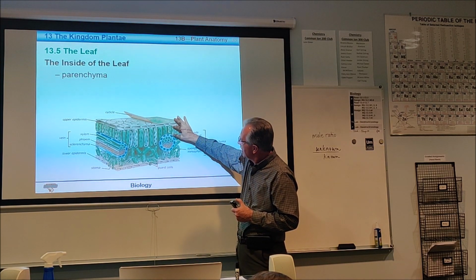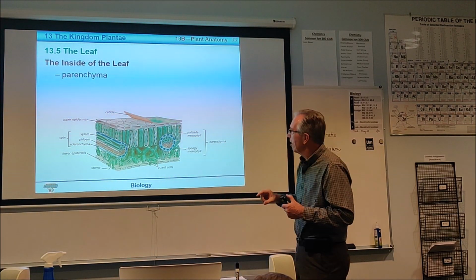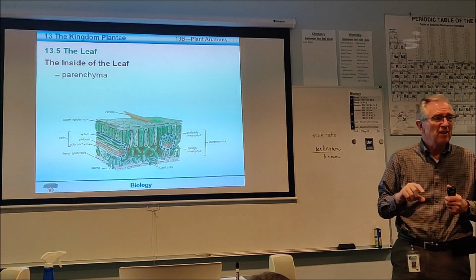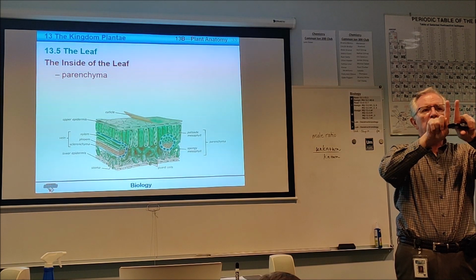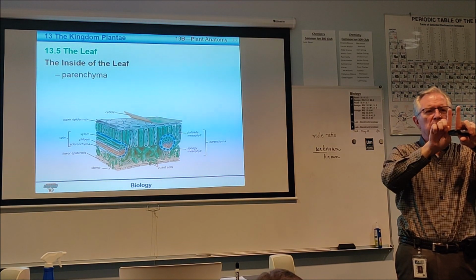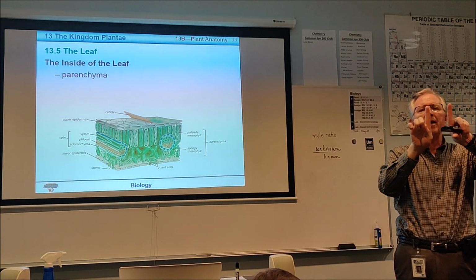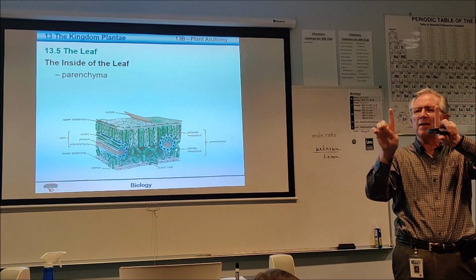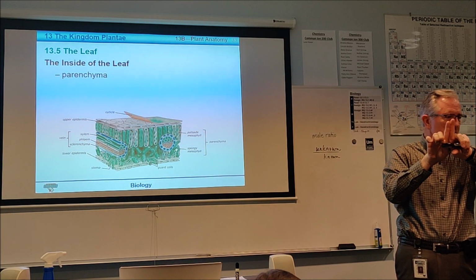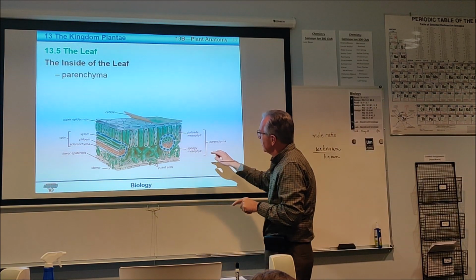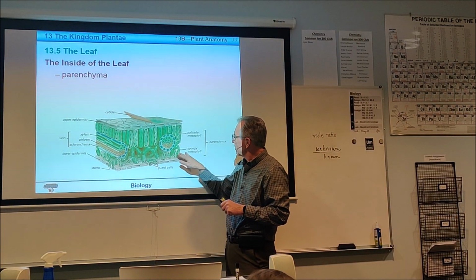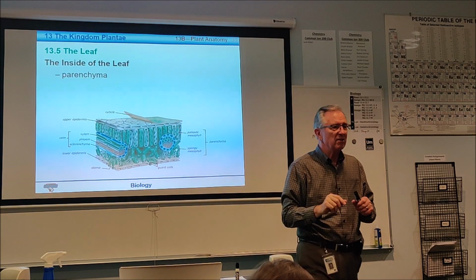You have these cells at the top that are called the palisade mesophyll, and the reason they're called palisade is because they're like something tall, put side by side by side by side, really close together. So that's why we call it palisade mesophyll. Down in the bottom, we have some spongy mesophyll.